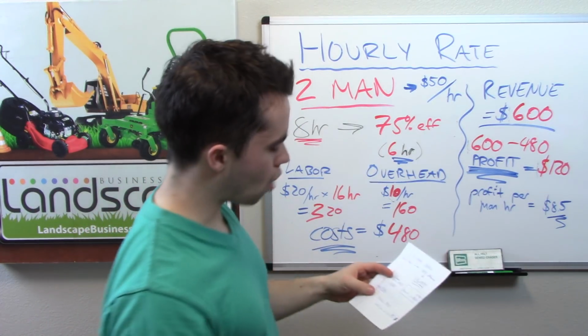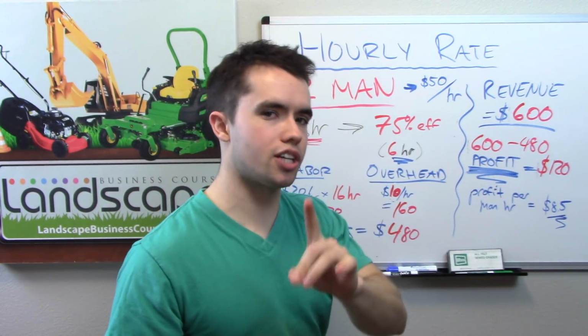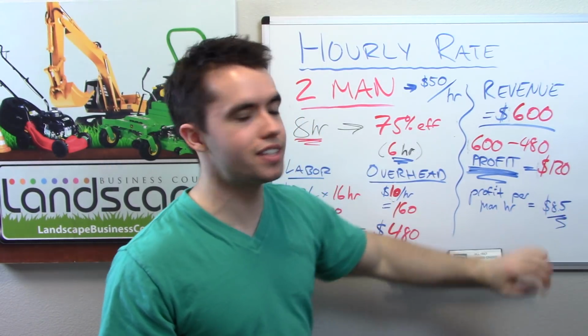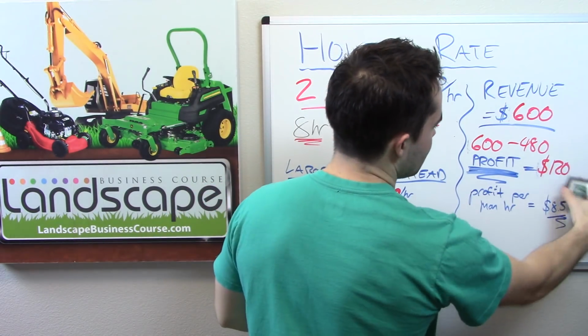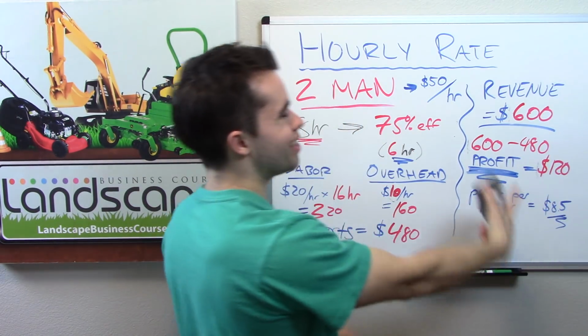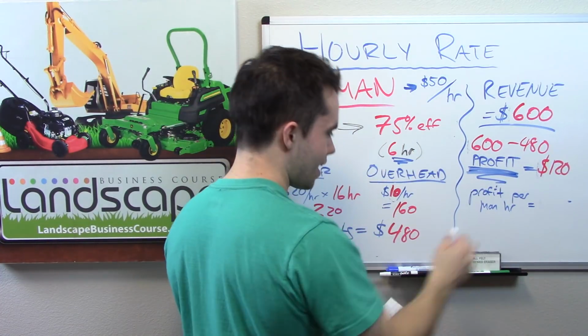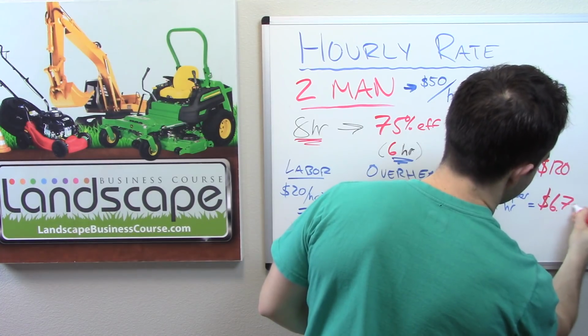Now, what is the profit per man hour? So for a 1-man crew, he's more efficient, and he was able to make $8.50 per man hour of profit. Now, with a 2-man crew, even though we made more profit, we had to work twice as many hours. So our profit per man hour goes to $6.70.